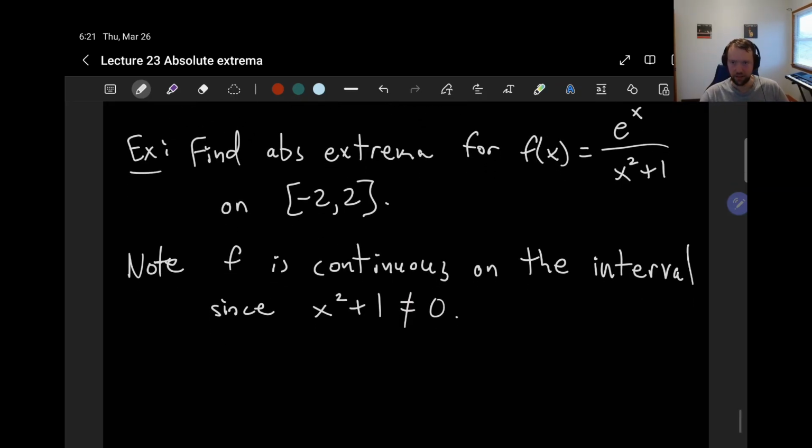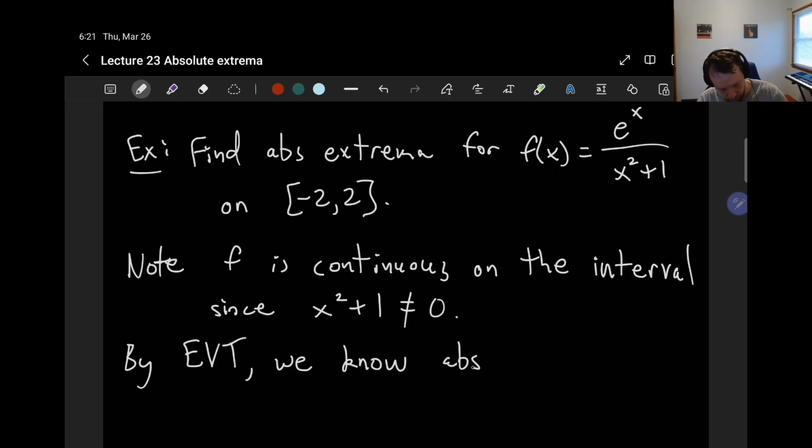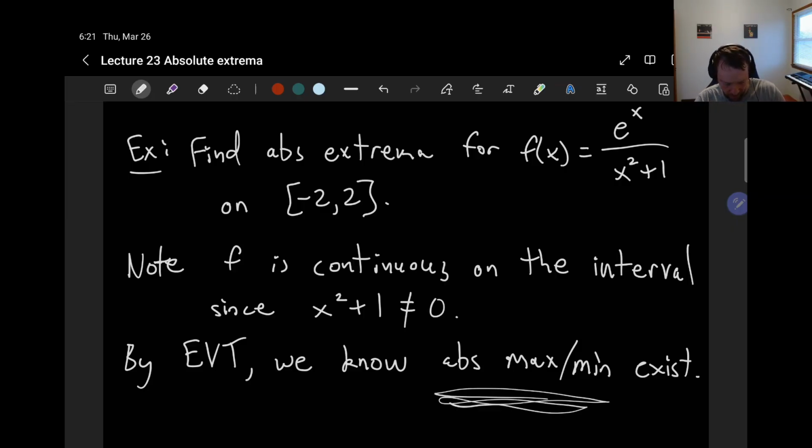So this means we can use extreme value theorem. By extreme value theorem, we know both the absolute max and min exist. They both must exist. And this means that when I look at all the critical points, I know that these things must be in there.